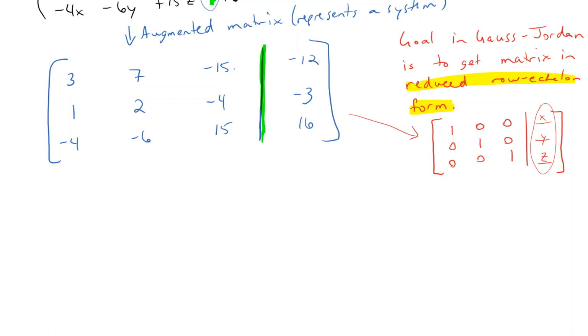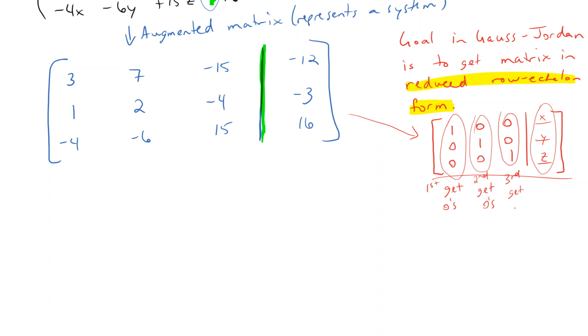Okay, so that's what we want. We want to get this augmented matrix for this system to look like reduced row echelon form. So here's the strategy. The first thing you do is you work on your first column. You get zeros in your first column. The second thing you do is you go to the second column and you get your zeros. And I bet you can guess the last thing you do is you go to your third column and get your zeros.